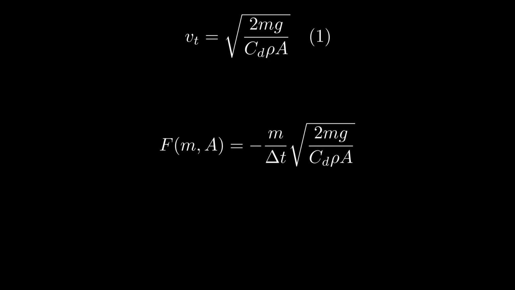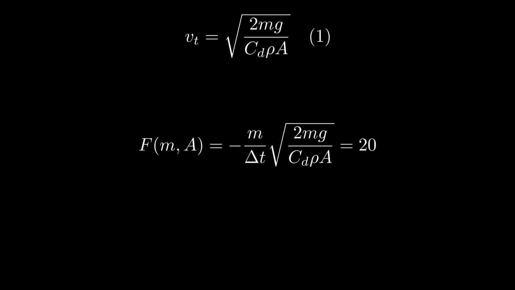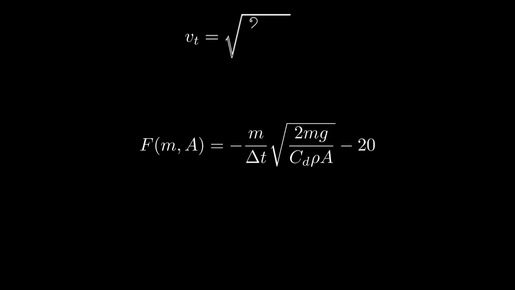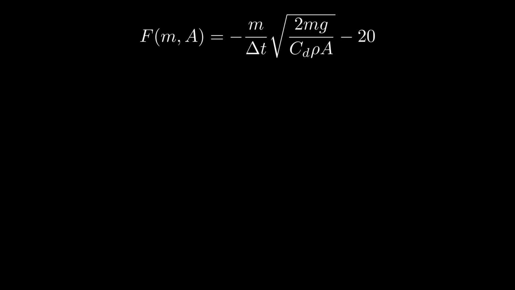And by substituting 1 into this equation, we get f(m, a) is equal to minus m over delta t times the square root of 2mg over c_d rho a. This is our constraint equation, and now we know it takes roughly 20 newtons of force to crack an egg, so we are constrained to where the impact force is less than 20 newtons. Hence, our final constraint equation is the previous expression minus 20 newtons.